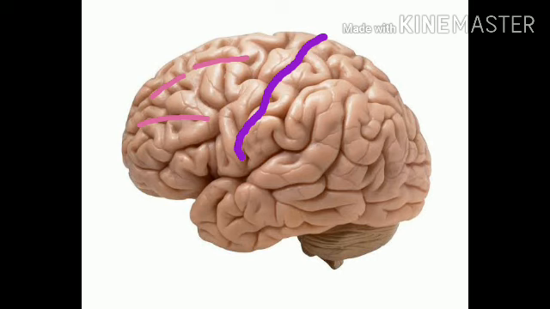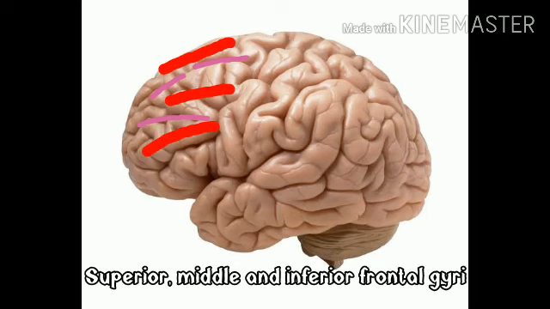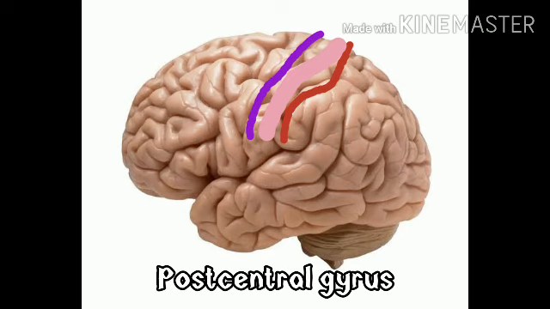There are two sulci which run at right angles to the central sulcus in the frontal lobe. They are called the superior and inferior frontal sulci, and they enclose three gyri. They are called superior, middle and inferior frontal gyri. The post central sulcus runs behind and parallel to the central sulcus and encloses a gyrus, called the post central gyrus.